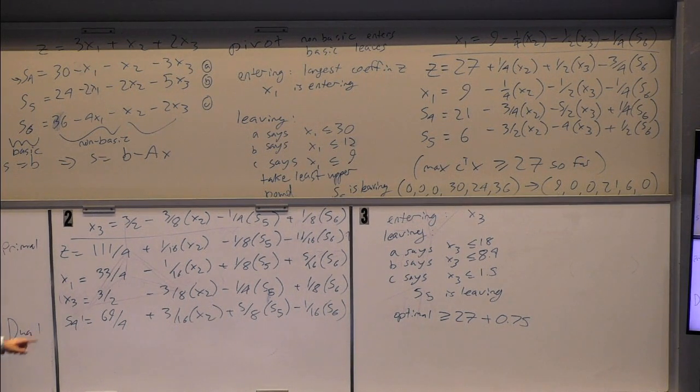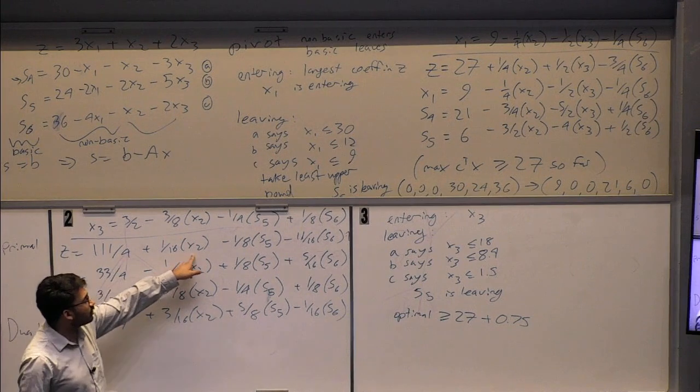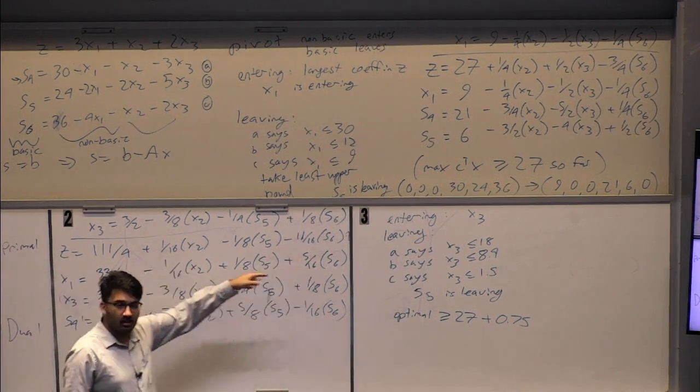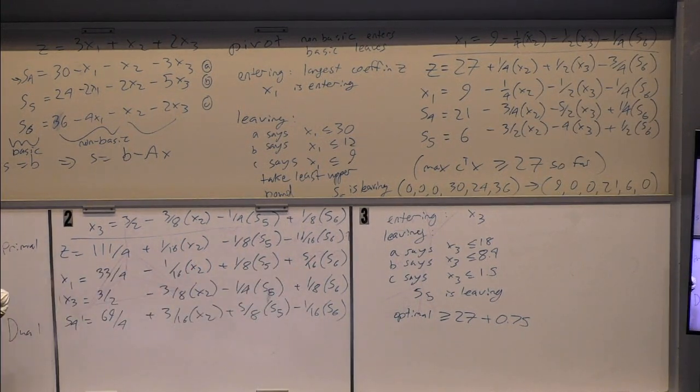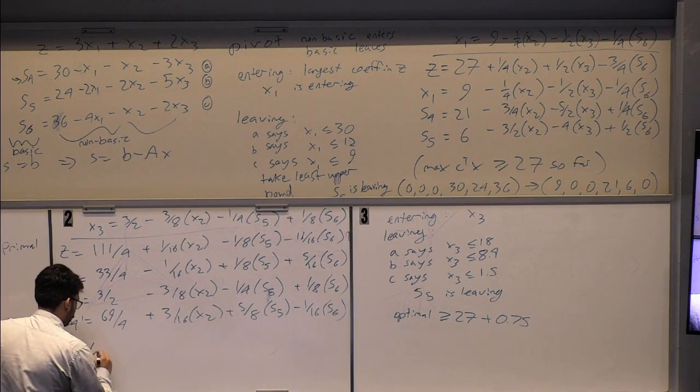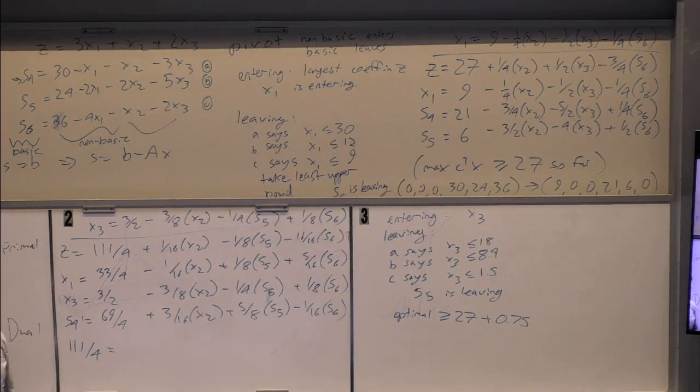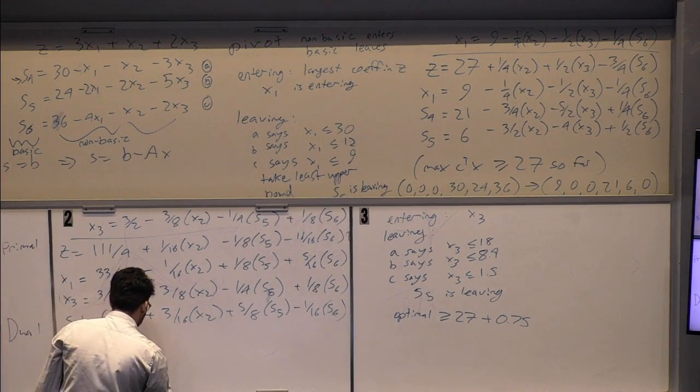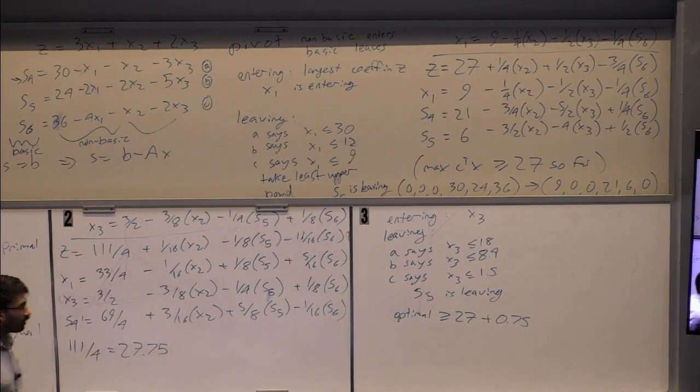And our non-basic variables are going to be x2, s5, and s6. Now, what is 111 divided by 4? The calculator has to do it. You don't have to do it in your head. Yep, 27.75, exactly as I predicted. I knew that would work out. So our optimal is greater than or equal to 27.75.